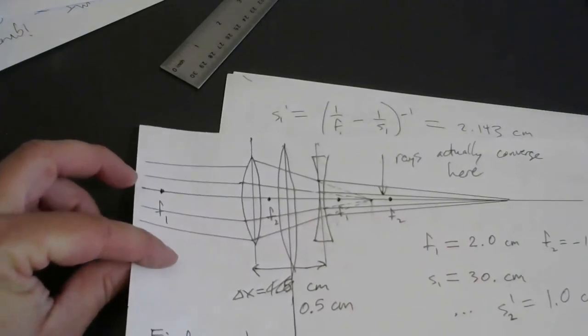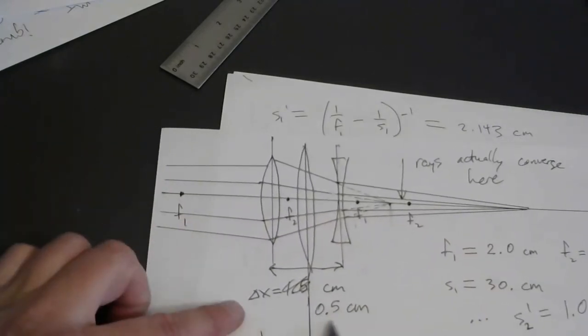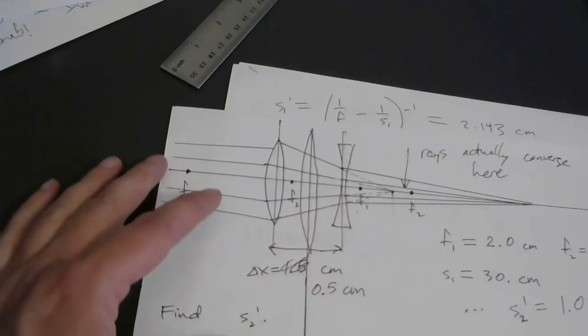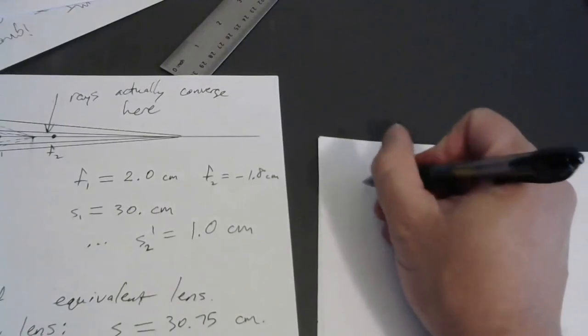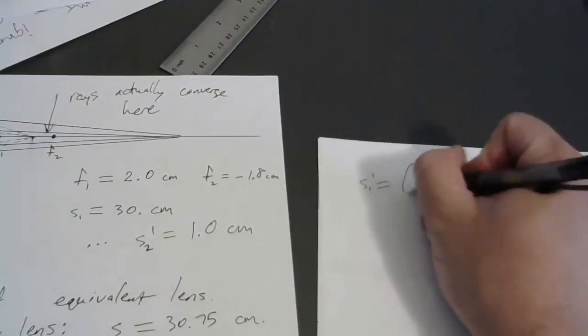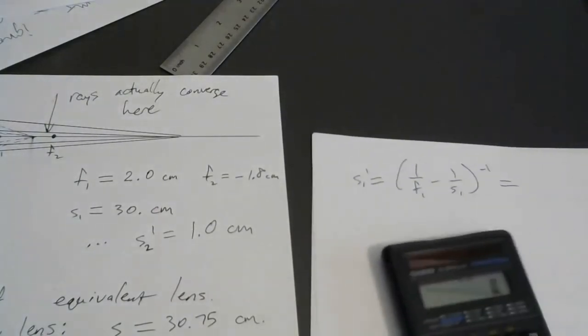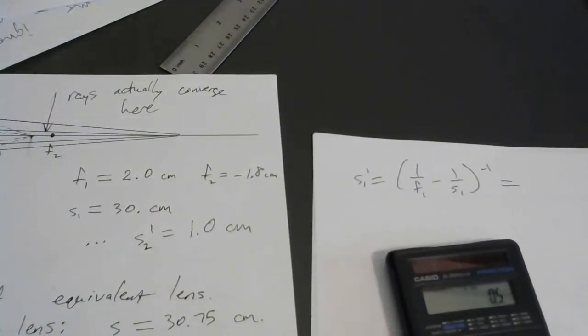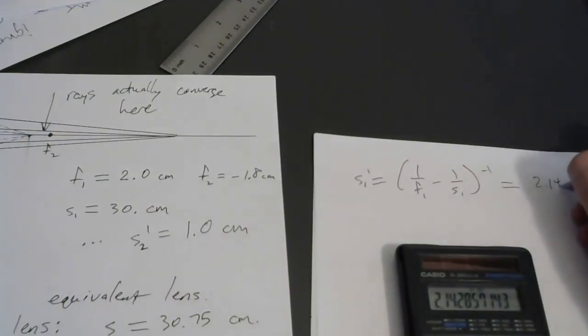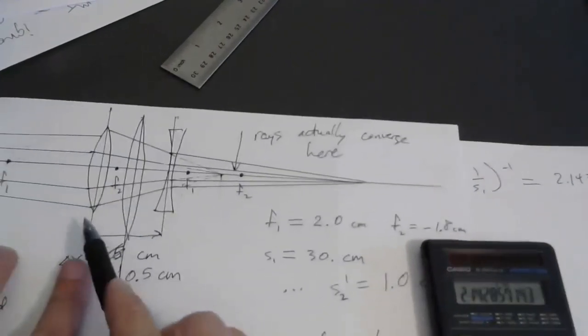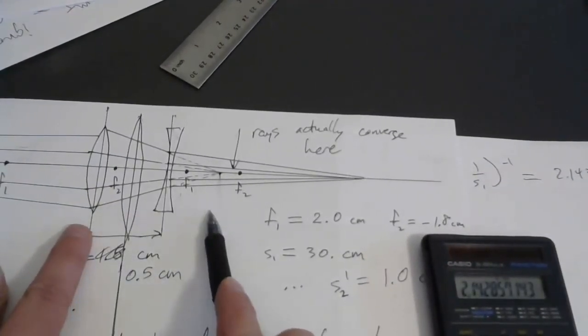So I have now switched this delta x to 0.5. The separation between the lenses is 0.5. So let's just redo the calculation with these improved numbers. I'm still going to use these focal lengths and this object distance. And just like before, the image comes out at the reciprocal of 1 over F1 minus 1 over S1. So I take 1 over 2 centimeters minus 1 over 30 centimeters, take the reciprocal of that. It still comes out at 2.143 centimeters to the right of this converging lens.